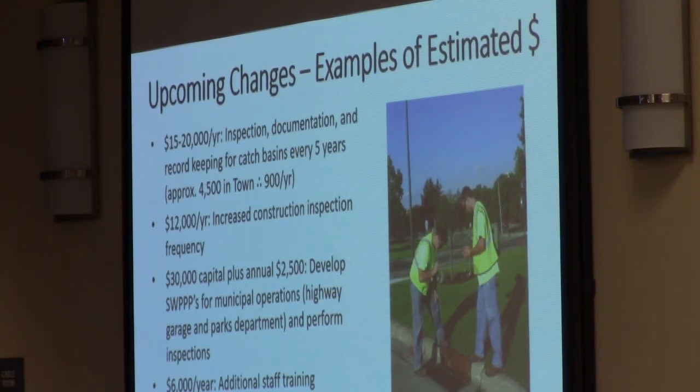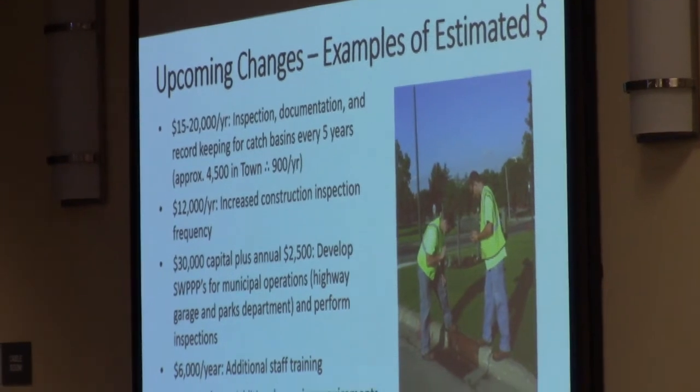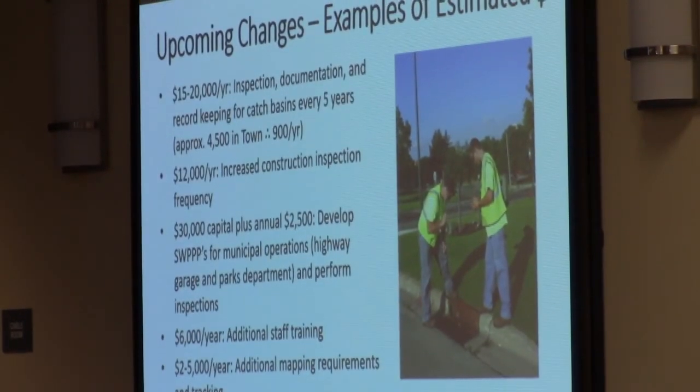If we had to hire an engineer to develop SWPPPs for our municipal operations, it would probably be $10,000 to $15,000 a site, plus an annual $2,500 to inspect it if it wasn't self-performed by the town. And then additional staff training. With the number of staff that touch this program, I estimated about $6,000 a year. And then just keep making our mapping more robust and tracking more things in our GIS, adding more data such as invert elevations and size of catch basins and things of that nature. Just putting an investment of $2,000 to $5,000 a year on making that more robust, which could be even higher depending on how much staff and time we have to dedicate towards that.